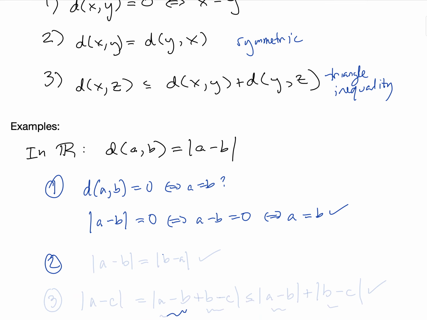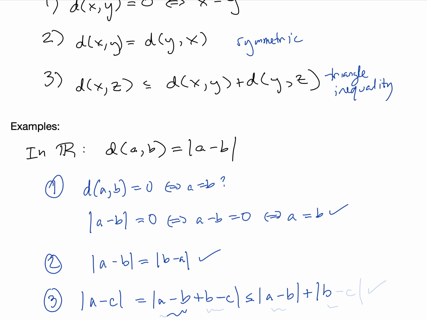How about 2? Is it true that the absolute value of A minus B is equal to the absolute value of B minus A? Yes, that is true. And now let's look at the distance between A and C. This is a trick that we'll do repeatedly when we think about the triangle inequality. We will subtract and add the middle term in. Now that, in absolute values, is going to be less than or equal to what we'd have in absolute values if we broke this up.